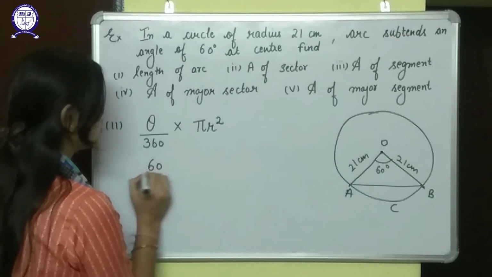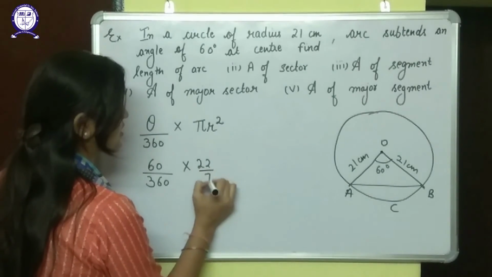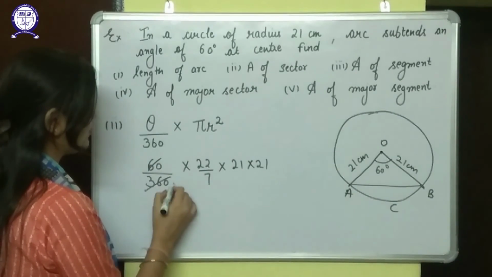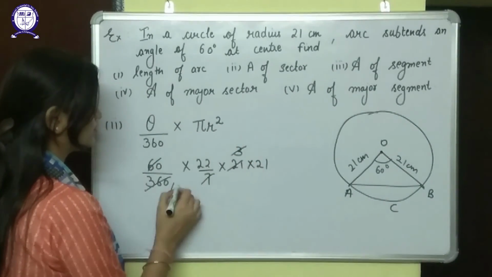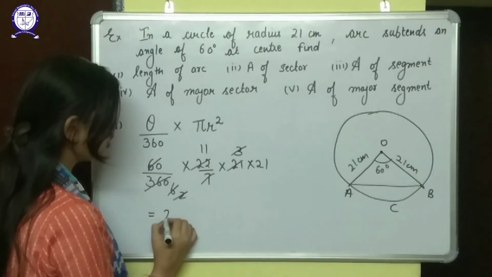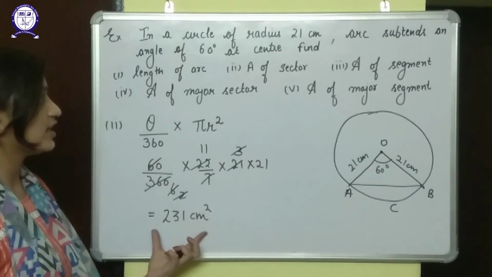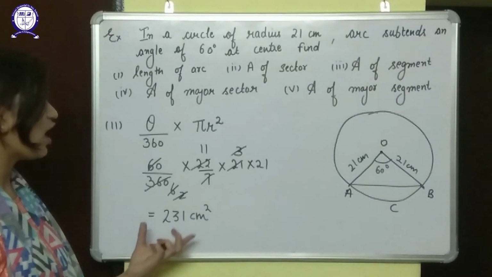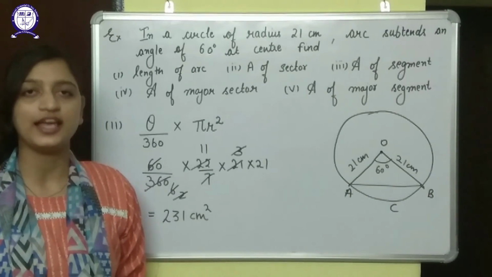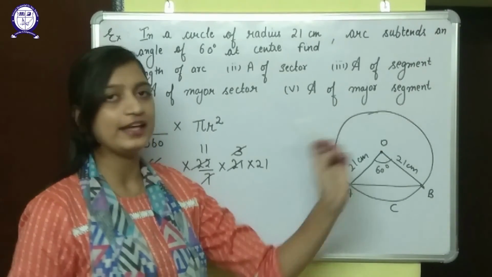Again putting the values, 60 upon 360 into 22 upon 7 into 21 into 21. So again cutting them, we will get 11 into 21, that is 231 centimeter square. Okay, this is the area of the sector. Till now we were using the formulas which we learned, that is length of an arc and the area of the sector. Now coming to the third part, it says find the area of segment.